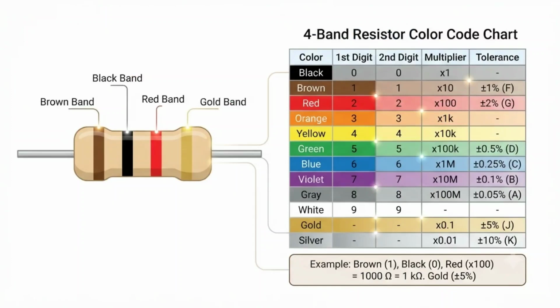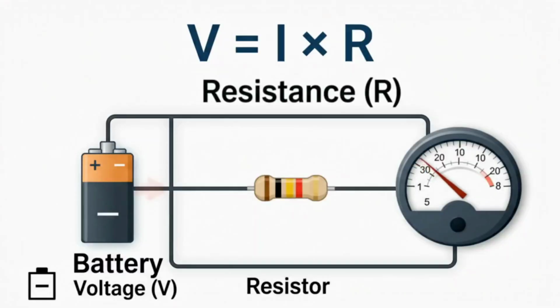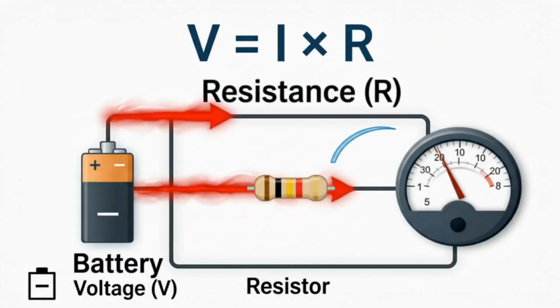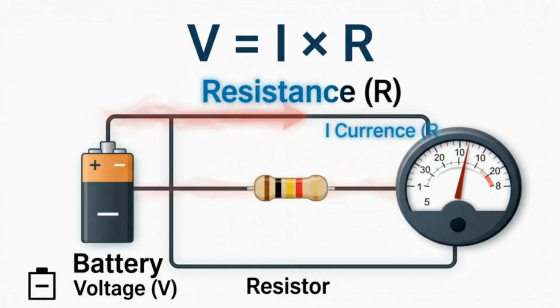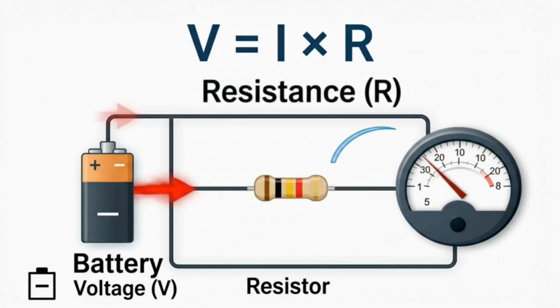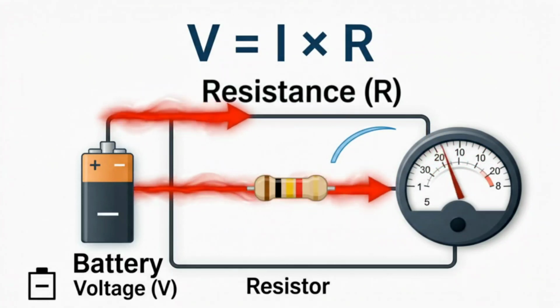Another important concept is Ohm's law. Ohm's law states that voltage equals current multiplied by resistance, written as V equals I times R. This equation helps engineers calculate the correct resistor value while designing electronic circuits.